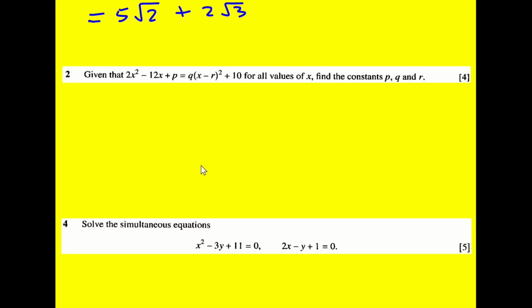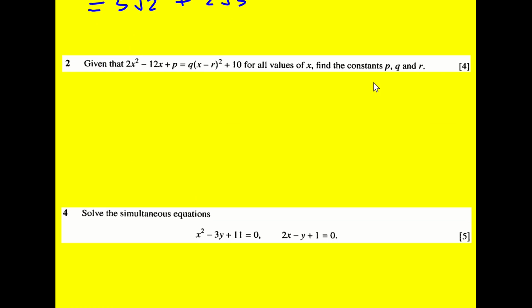Question 2 is a completing the square question. So the first thing to do is to factorize out a 2. X squared minus 6x. I divide that 12 by 2. Don't worry about p, just put it here. But remember, it is equal to this thing on the right. I'll bring that in a minute.